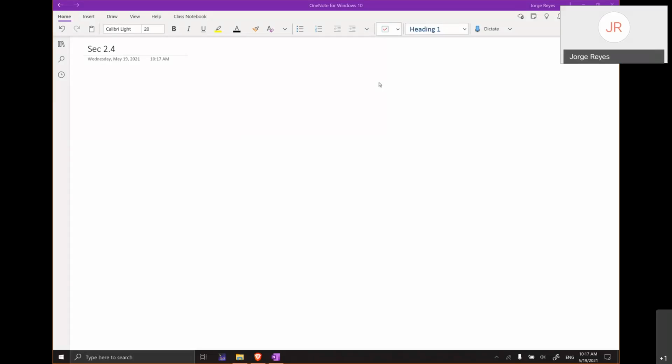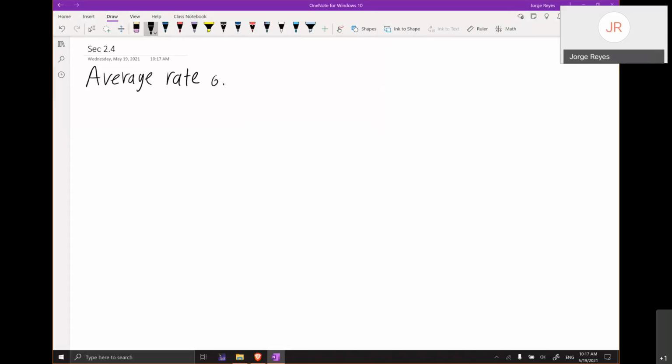Hello, class. So we are now in section 2.4, which is the first section that will be part of test 2. It is called average rate of change. Depending on who you ask, this might actually be the most important section in all of pre-calculus, because this is almost calculus. For us, it's not that important. It is important, but I'm not going to go as far as calling it the single most important section.